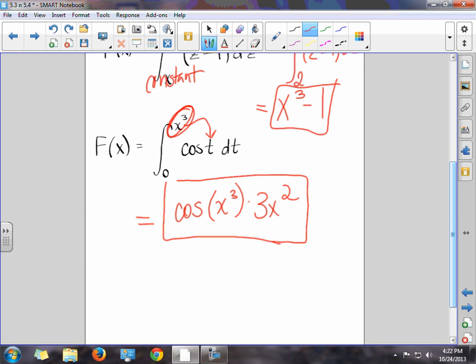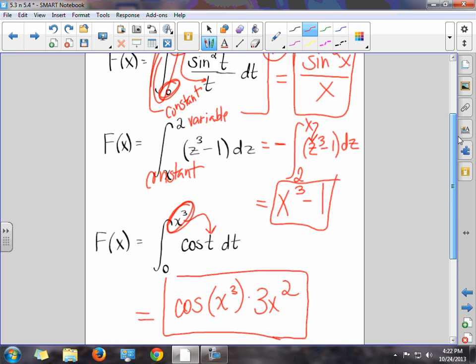And so that's it. You just make sure you remember that your variable has to be on the top and your constant has to be on the bottom. Don't worry about plugging the constant in. Since you're taking the derivative, it's going to go to 0. It's just going to be 0 anyway. And then the last thing is that if your upper limit right there is a function whose derivative is not equal to 1, then you have to multiply the outside by the derivative of that upper limit.